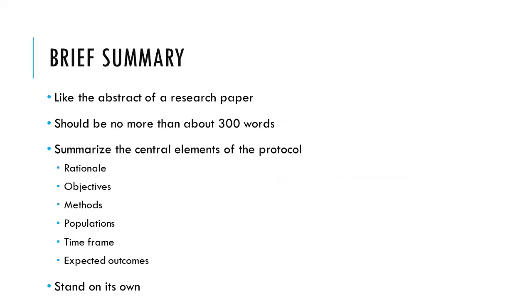The brief synopsis, I mentioned this earlier. So a brief synopsis is really like an abstract of your research paper. It should be no more than about 300 words because it's just like an abstract. And we're going to summarize the central elements. This should stand on its own.